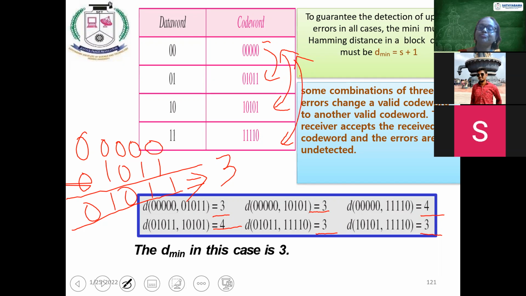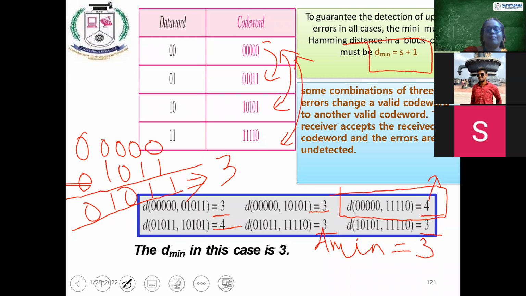Have you understood this? In this case, how many ones are we getting? 4 ones in your answer. So here you take down this formula: D minimum equals S plus 1. What is the D minimum for this case?